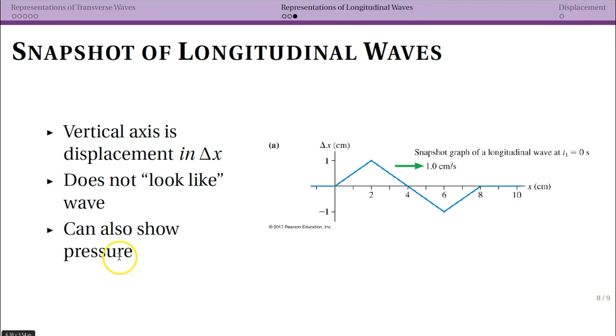Now another option, which we'll talk about with sound, is doing pressure. So here we're plotting the displacement. Has an individual particle moved to the right or to the left? Another option is just plotting how dense the particles are, which corresponds to pressure. So we'll get to that later when we talk about sound, which is the case that we would want to do that for.